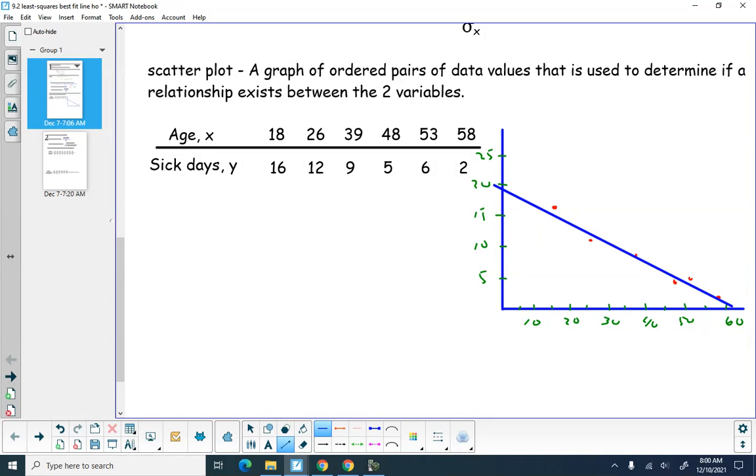What the least squares fit equation would do is give us this line, which would allow us to predict, for any age, how many sick leave days they would use on a yearly basis.